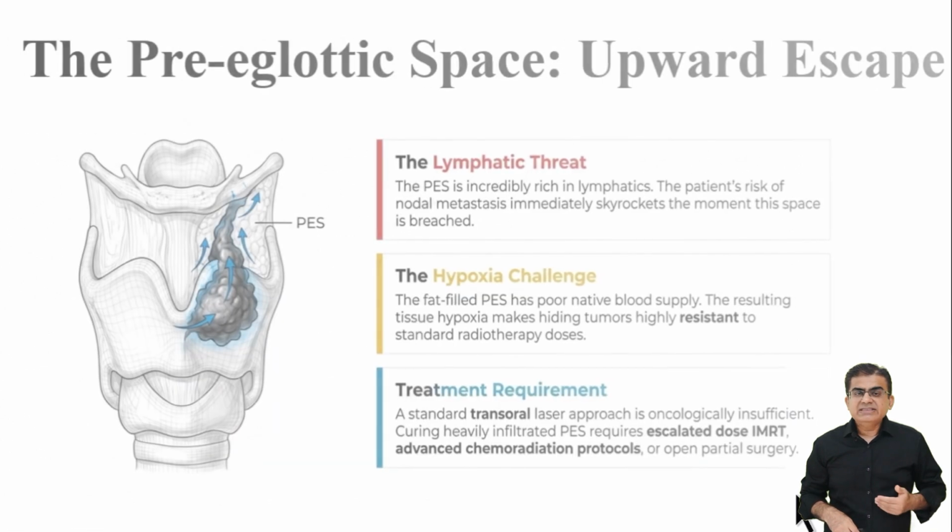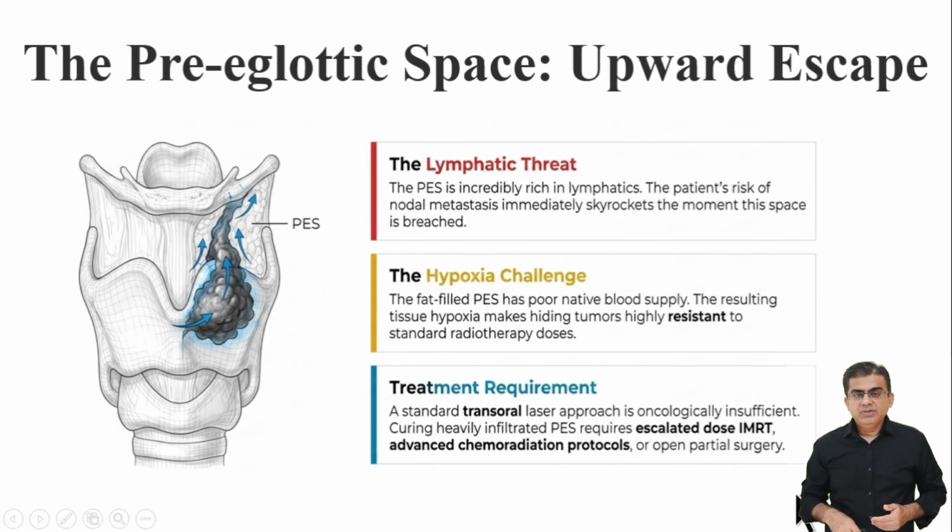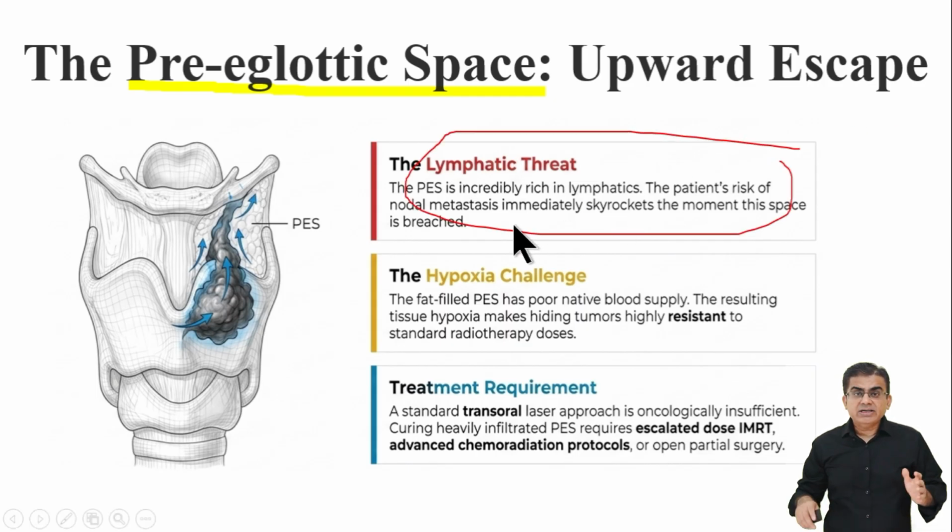Let us now move to the second hidden escape route. This is the pre-epiglottic space or PES. Look at the diagram showing the tumor climbing upward from the anterior commissure. This space is incredibly rich in lymphatics. The moment a tumor breaches this space, the patient's risk of nodal metastasis immediately skyrockets.